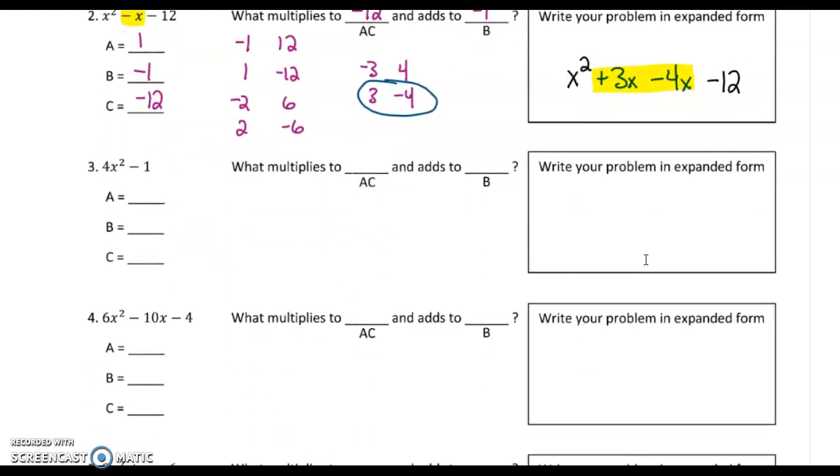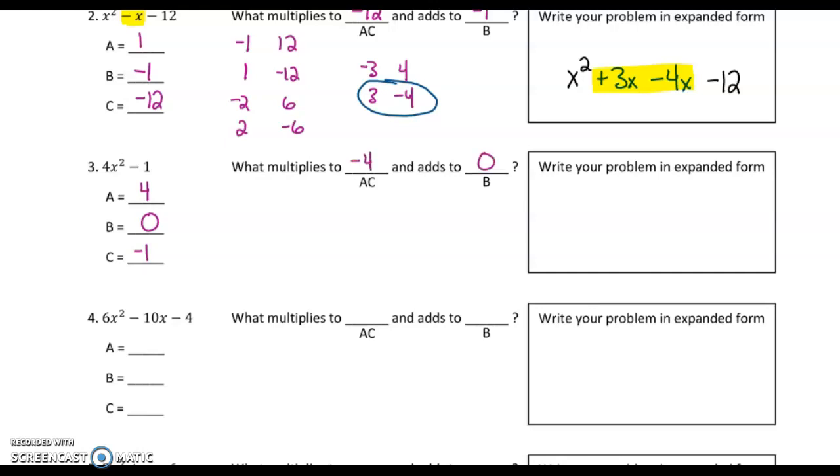Let's try one more together. On this problem, A is the number in front of x squared, so that's 4. B is the number in front of x. Notice there's not an x in this problem, so B is 0. C is the constant, which is negative 1. So it needs to multiply to A times C. 4 times negative 1 is negative 4. It needs to add to B.